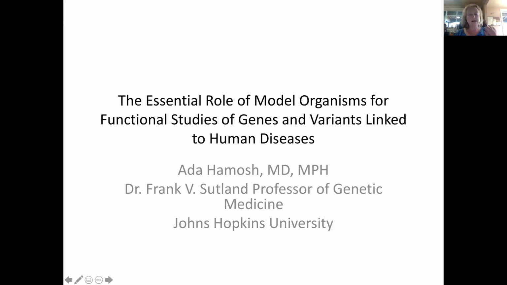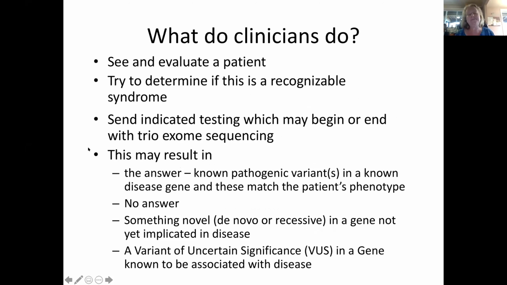Excuse me. So my name is Ada Hamosh, and I'm an actual clinician researcher. I know that not all of you may know what clinicians do and how we start to look for model organism researchers. So what do we do? We evaluate a patient, and we try to determine if we recognize the condition. And then we send the indicated test, which may begin or may end with a trio exome sequencing, whose results may be an answer, a known variant in a known disease gene which matches the patient's phenotype, and we're done.